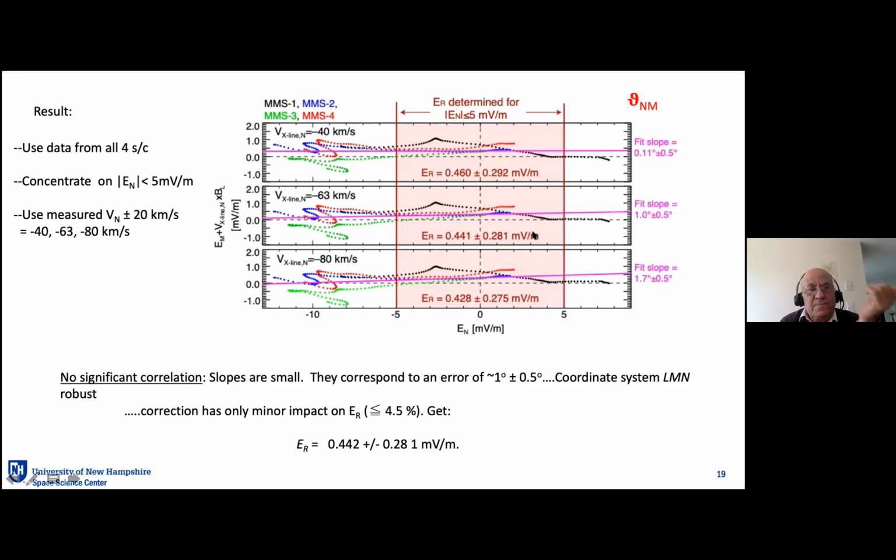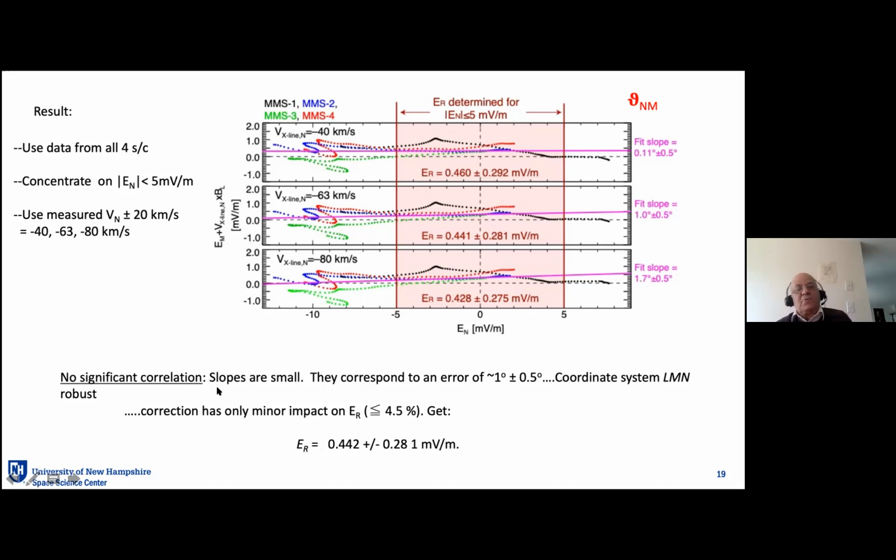Now, besides the normal velocity which we determined, we also take an error to this one, error of 20. So I have here 40, minus 63, and this one is 80 kilometers per second. And we take the average of all this. First of all, we get this result.